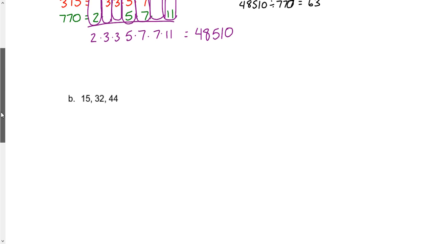15, 32, 44. Now I'm just going to kind of do my factor tree in my head. I know that 44 is 2 times 2 times 11. 32 is 2 times 2 times 2 times 2 times 2. And 15 is 3 times 5.